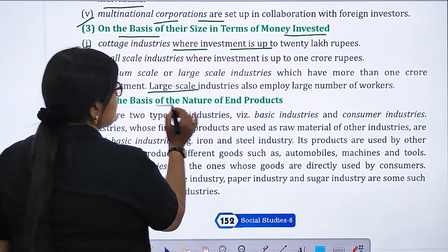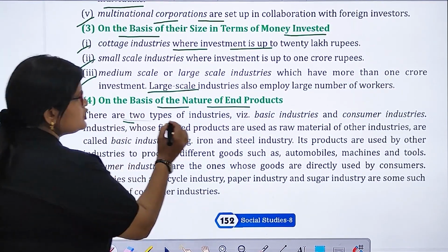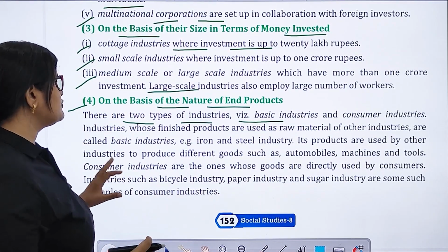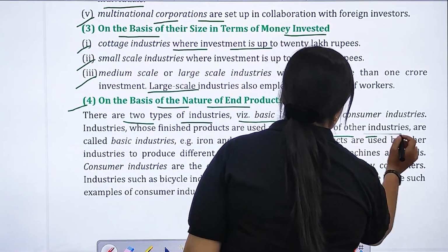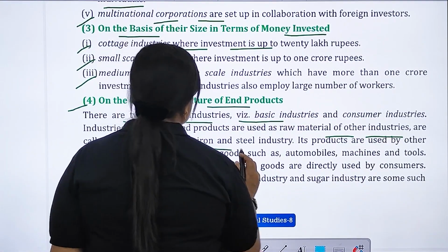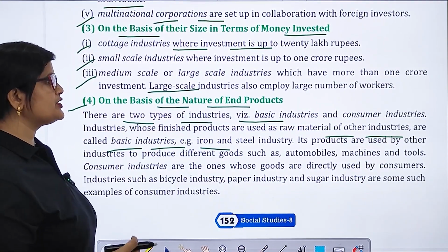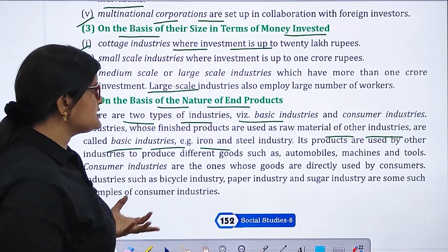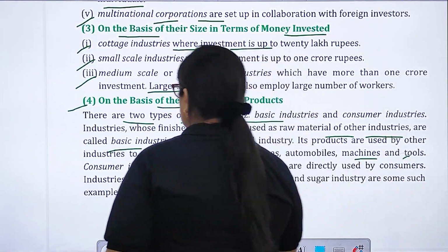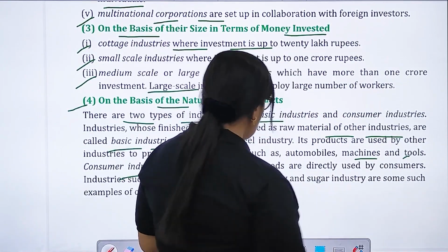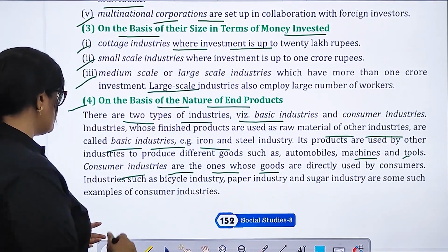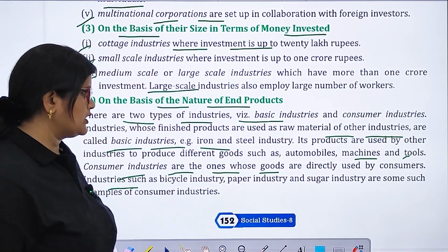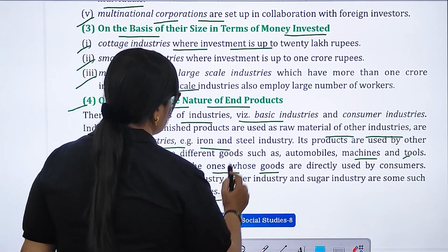Okay, on the basis of the nature of end products, there are 2 types of industries: basic industries and consumer industries. Industries whose finished products are used as raw material of other industries are called basic industries. Example, the iron and steel industry, its products are used by other industries to produce different goods such as automobiles, machines and tools. Consumer industries are the ones whose goods are directly used by consumers, such as bicycle industries, paper industries, and sugar industry.